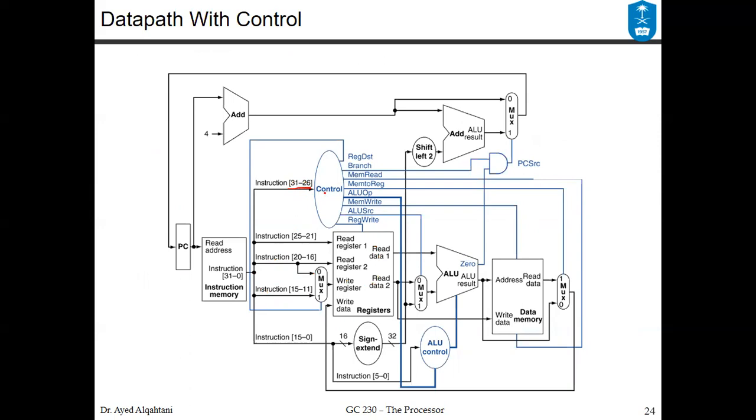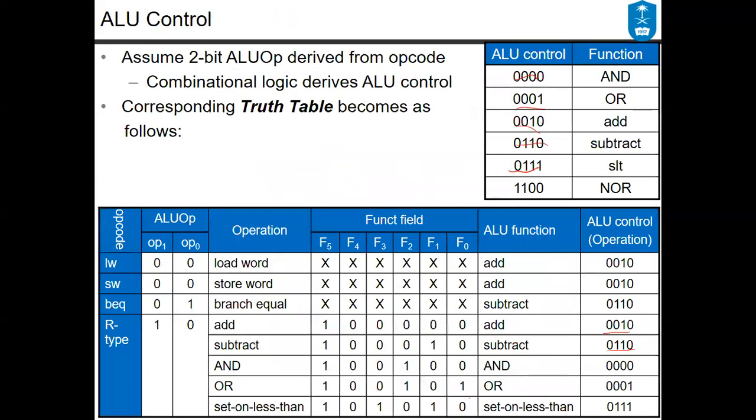Also, we mentioned the ALU op. We have only 2 bits, ALU op 0 and ALU op 1. Those 2 bits go to another smaller control, which is the ALU control, to tell you which operation you should do. So based on the ALU op, and also based on the function field, which is the instruction bits 0 to 5, it tells you exactly what the ALU should do, following the table that we just discussed.